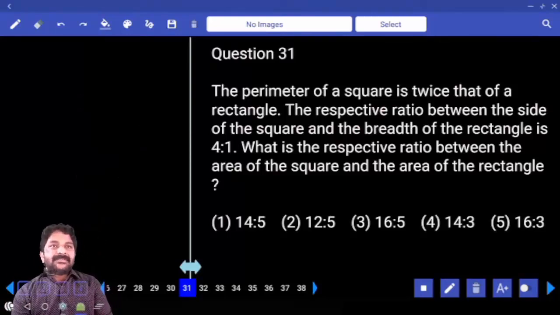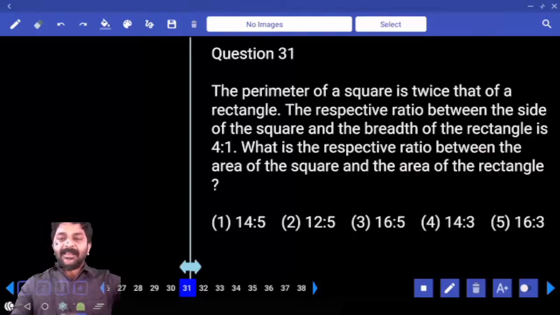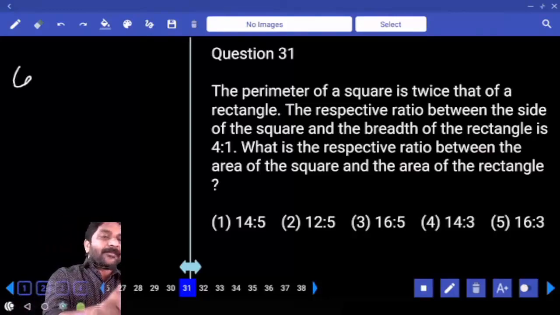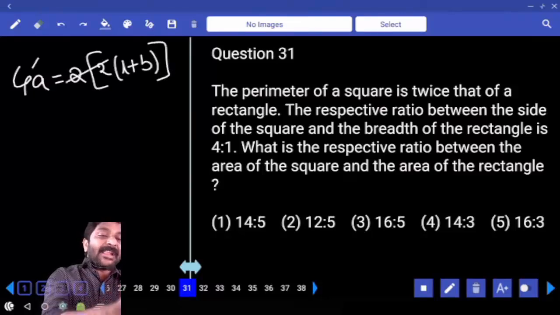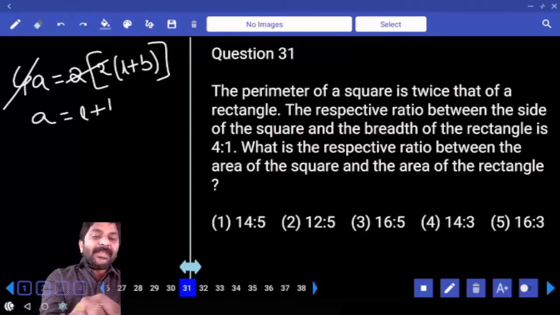Question 31 onwards. The perimeter of a square is twice that of a rectangle. Perimeter of the square, 4a, is equal to 2 times what? Perimeter of the rectangle, that is 2 times (L plus B) only. Left hand side 4, right hand side 4 gets cancelled. Conclusion, A is equal to L plus B.